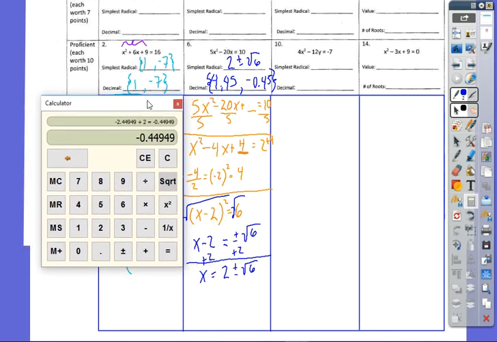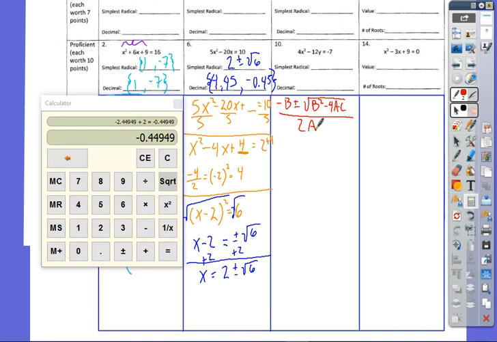Moving on to the quadratic formula. For problem 10, you are asked to solve using the quadratic formula. And the quadratic formula is negative b plus or minus the square root of b squared minus 4ac all over 2a.